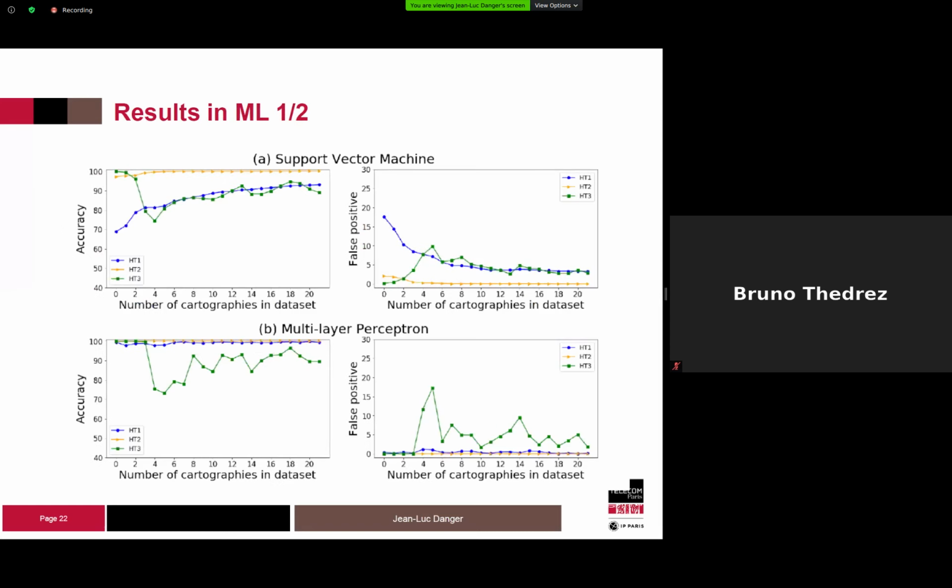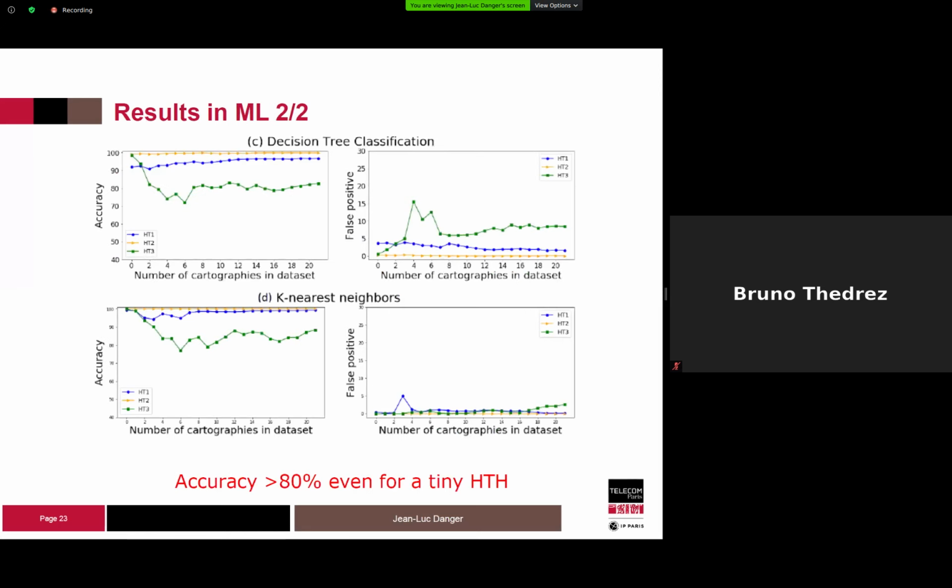But fortunately, as you can see, machine learning is very helpful to detect the Trojan. You have an accuracy which is generally more than 80%, and the false positive rate is very, very low compared to the classical t-test analysis. And the same with the 4 types of supervised machine learning algorithm. So the conclusion is that machine learning algorithms are very, very powerful to help detect hardware Trojans in a circuit.